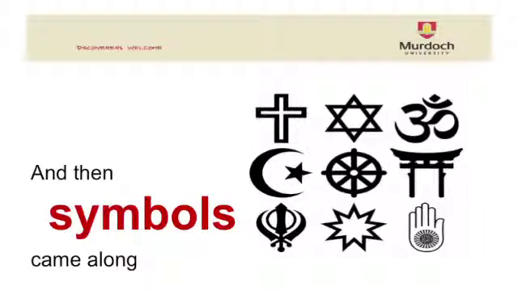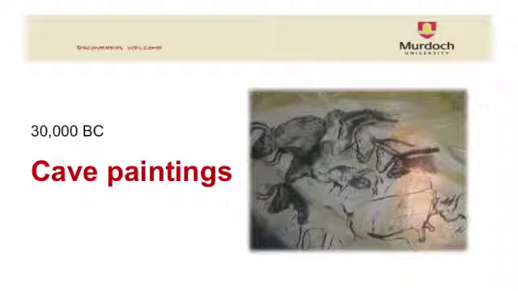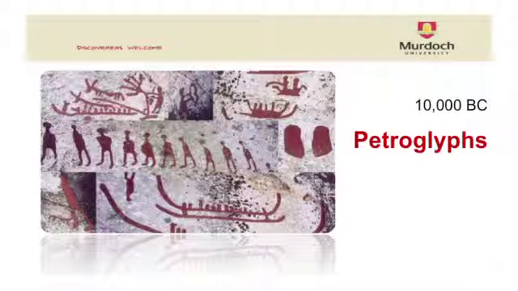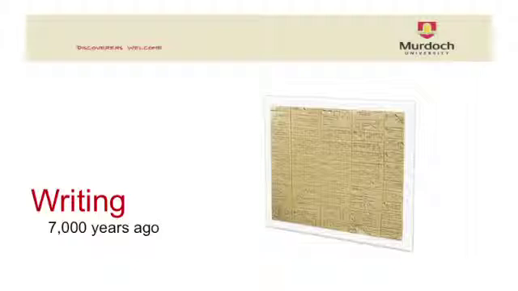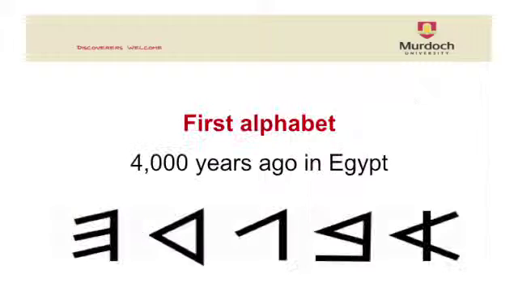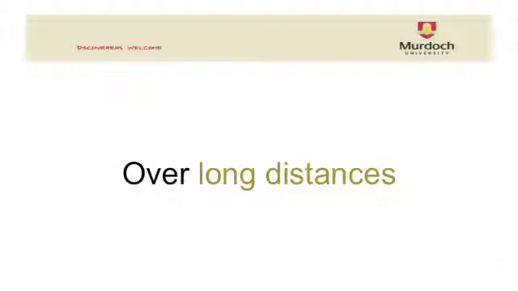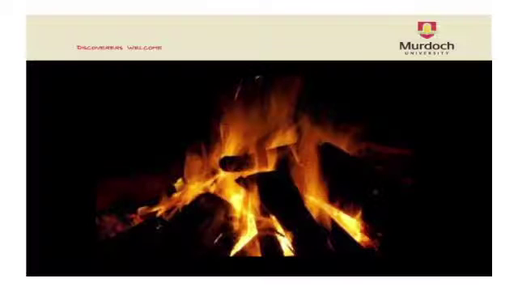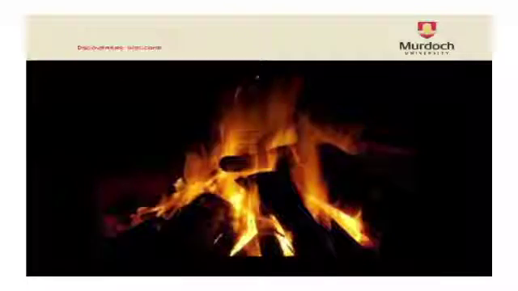And then symbols came along. About 30,000 BC, there were a few cave paintings. Petroglyphs around 10,000 BC. Writing about 7,000 years ago. The first alphabet was about 4,000 years ago in Egypt. None of that really helped, though, if you were trying to communicate over long distances. You tended to light a fire, bang some drums, or send some smoke off.